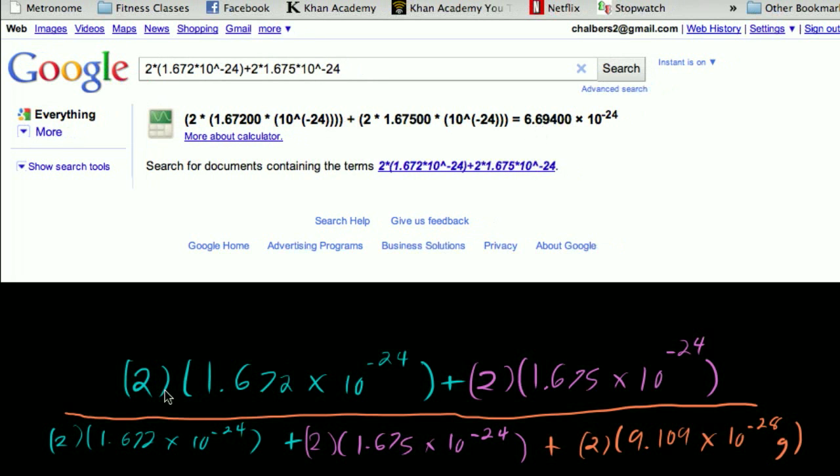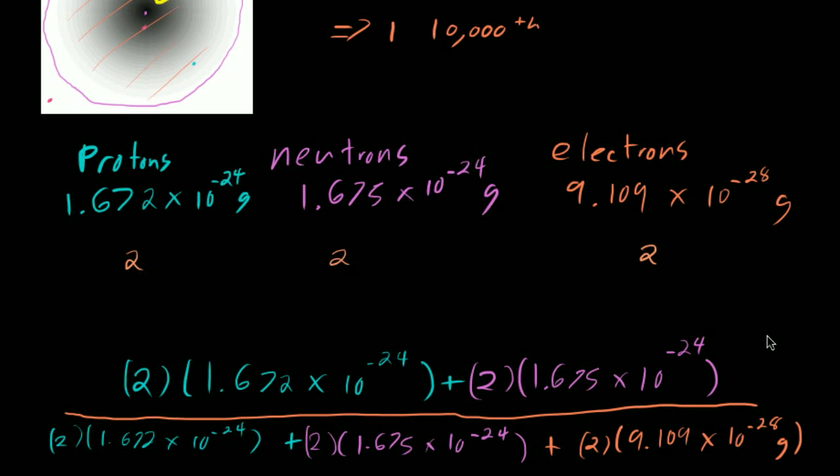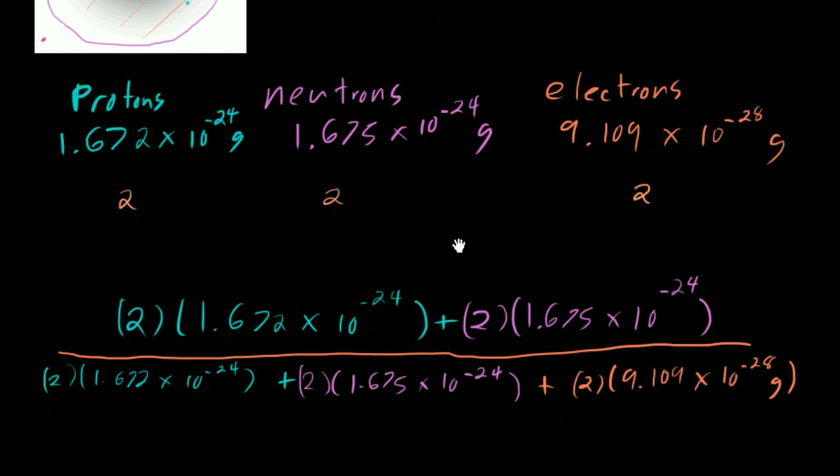So I actually plugged this expression in. I've got the numerator of our fraction plugged into Google, and Google found out that the value of our numerator is going to be 6.694 times 10 to the 24th. So I'm actually going to go ahead and write that down. I'll give myself some more space.